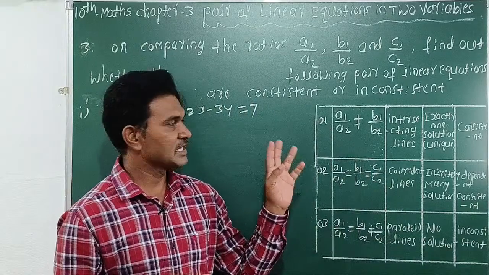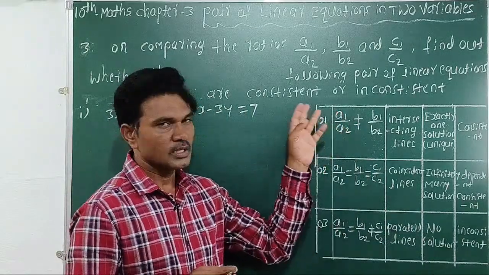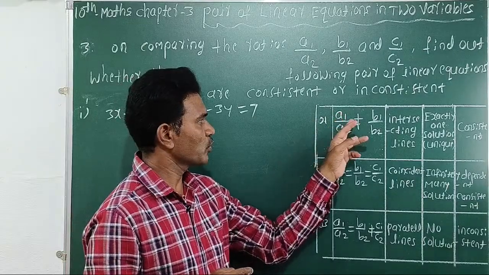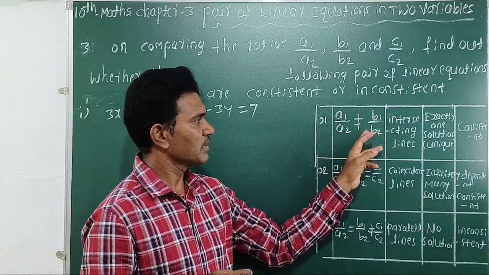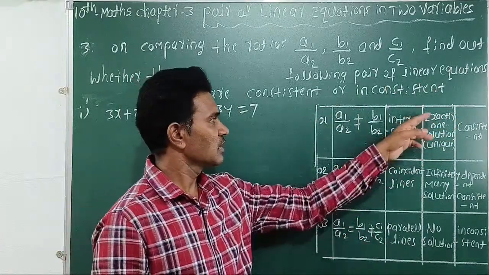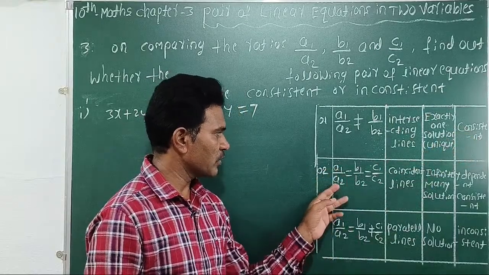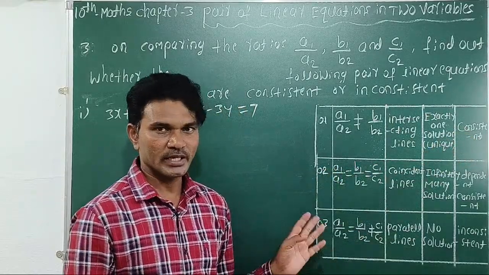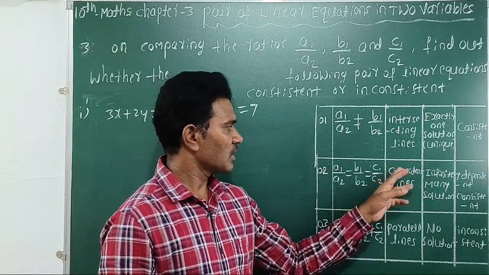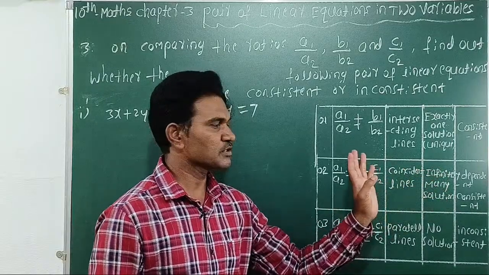Observe this table. If the ratios of equation a1 upon a2 not equal to b1 upon b2, then they have exactly one solution. That means a unique solution. They are consistent. And in the second case, a1 upon a2, b1 upon b2, c1 upon c2 are equal. They have coincident lines and they have infinitely many solutions.